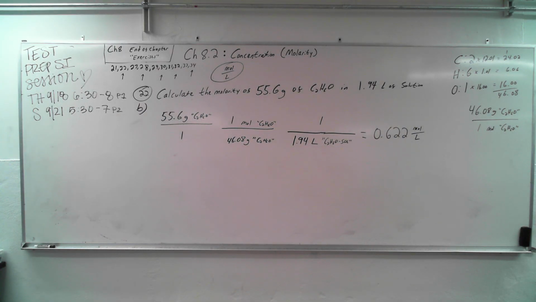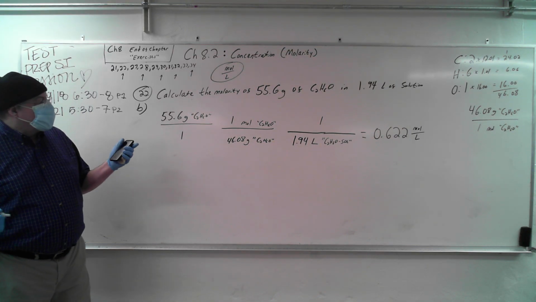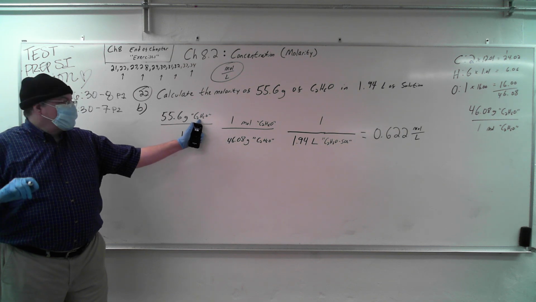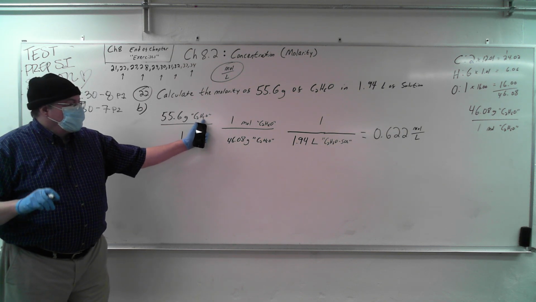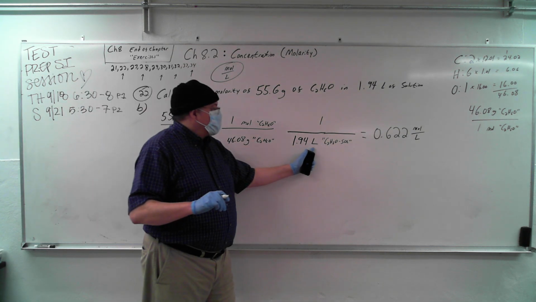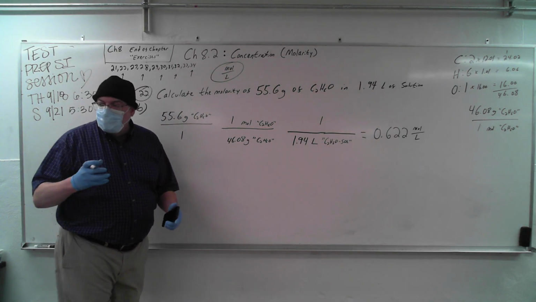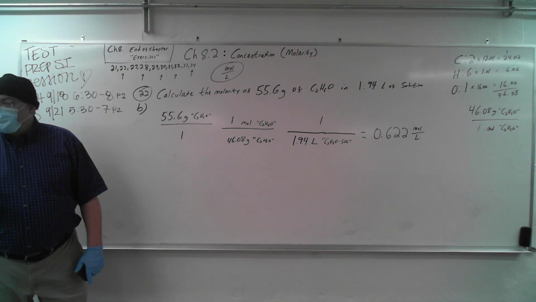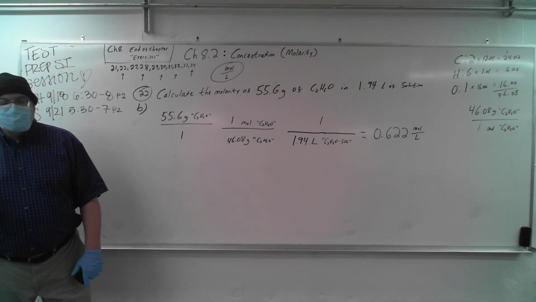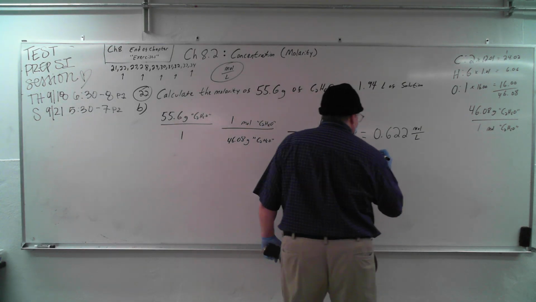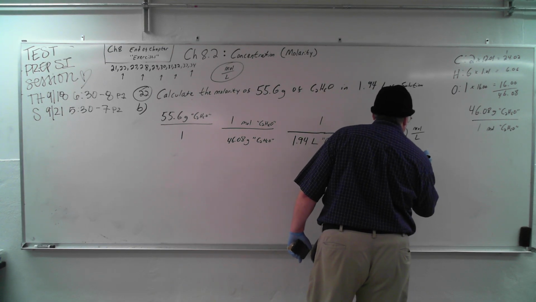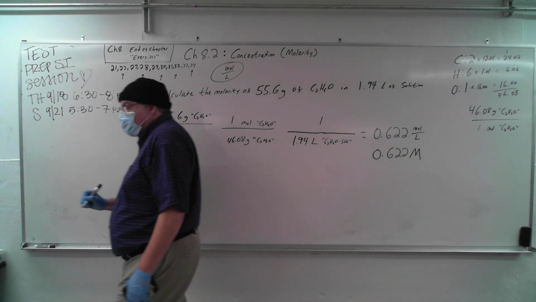What that means is, this is not quite right, but if you got 55.6 grams on the scale out of a bottle that has this label on it, and you measure out 1.94 liters in some vessel, and you put those grams in it, your concentration will be 0.622 molar. And I'll write this with the capital M, just so you see them side by side. But it can also be written that way.